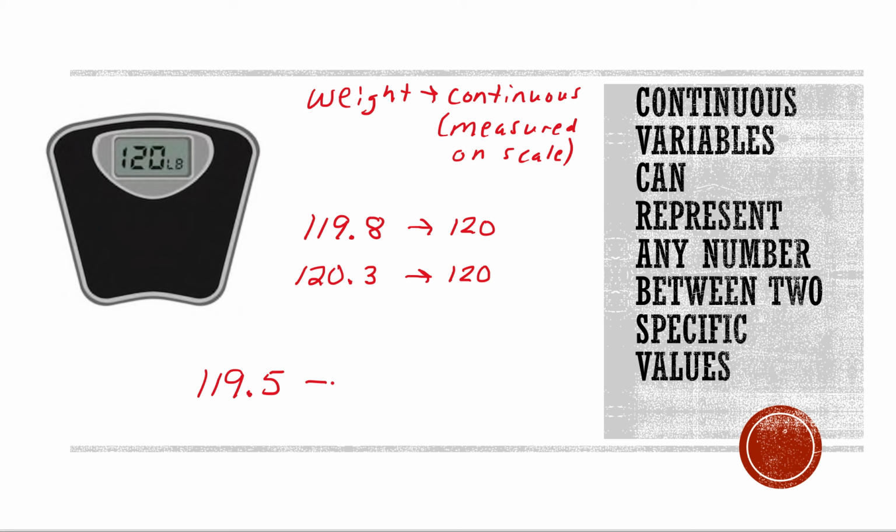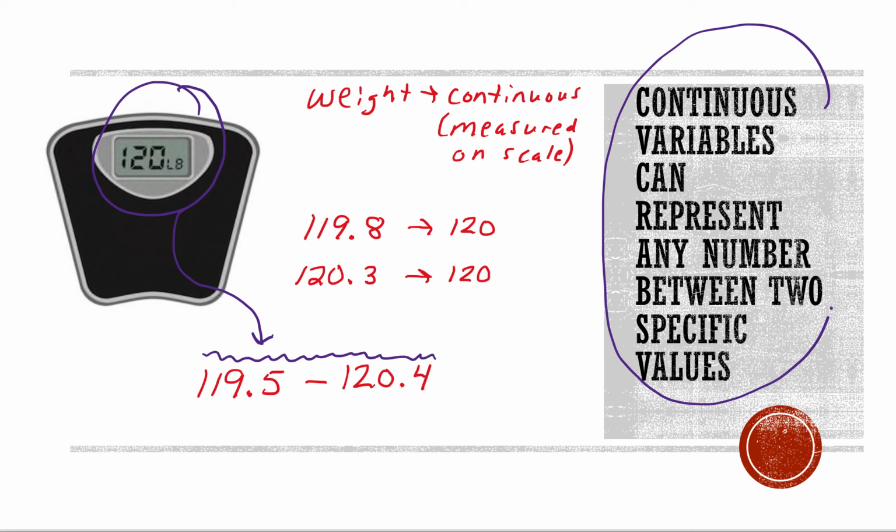And then what is the highest possible weight that that person could weigh? And we know just by rounding rules that would be 120.4. So this 120 pounds that the scale is giving us can actually be any number between those two values. And that's what we're saying over here. We're saying continuous variables can actually be any number between two specific values. Okay, so let's keep that in mind.